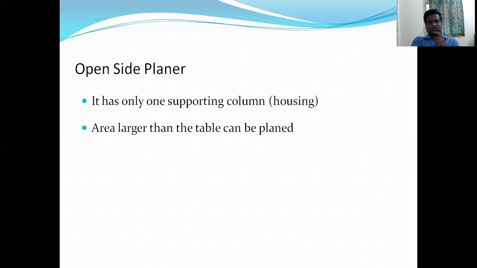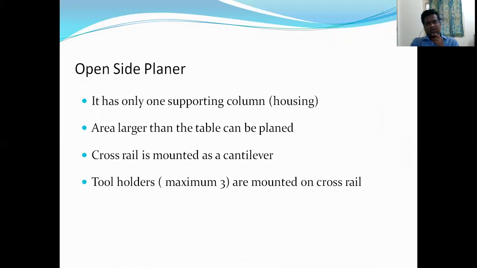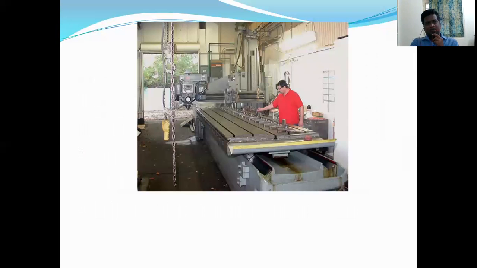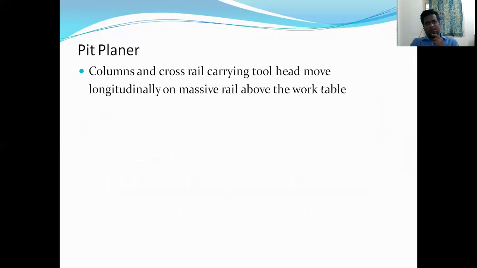Whereas in that only double columns are there. Here double housing is there. Here only one housing is there. Area larger than the table can be planed. The cross rail is mounted as a cantilever. Tool holders are mounted on cross rails. So it looks like a cantilever base, because one side is fixed and the other side is open, right?